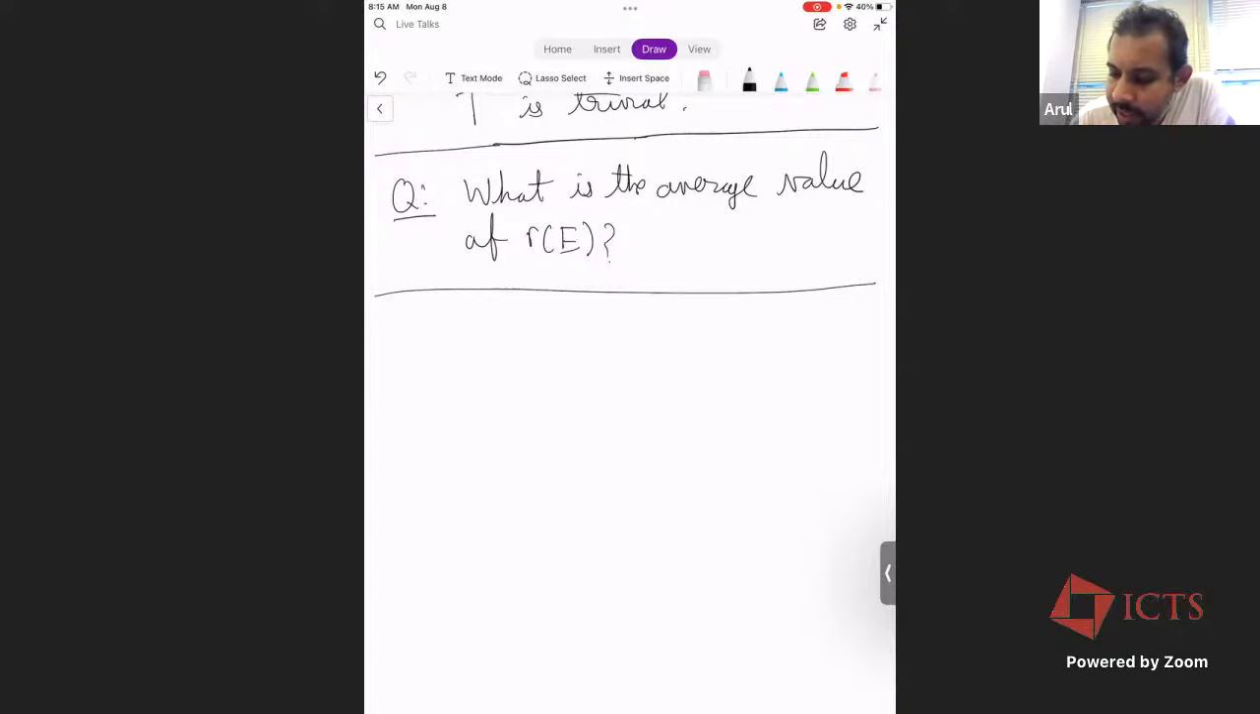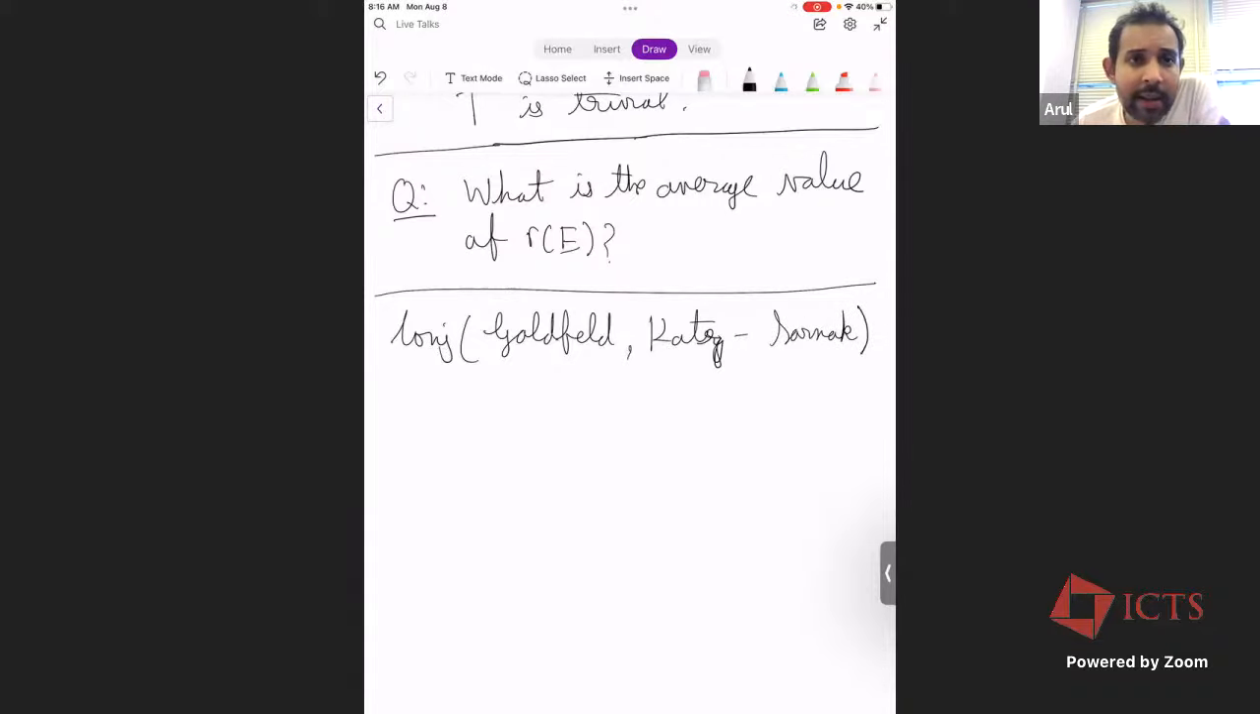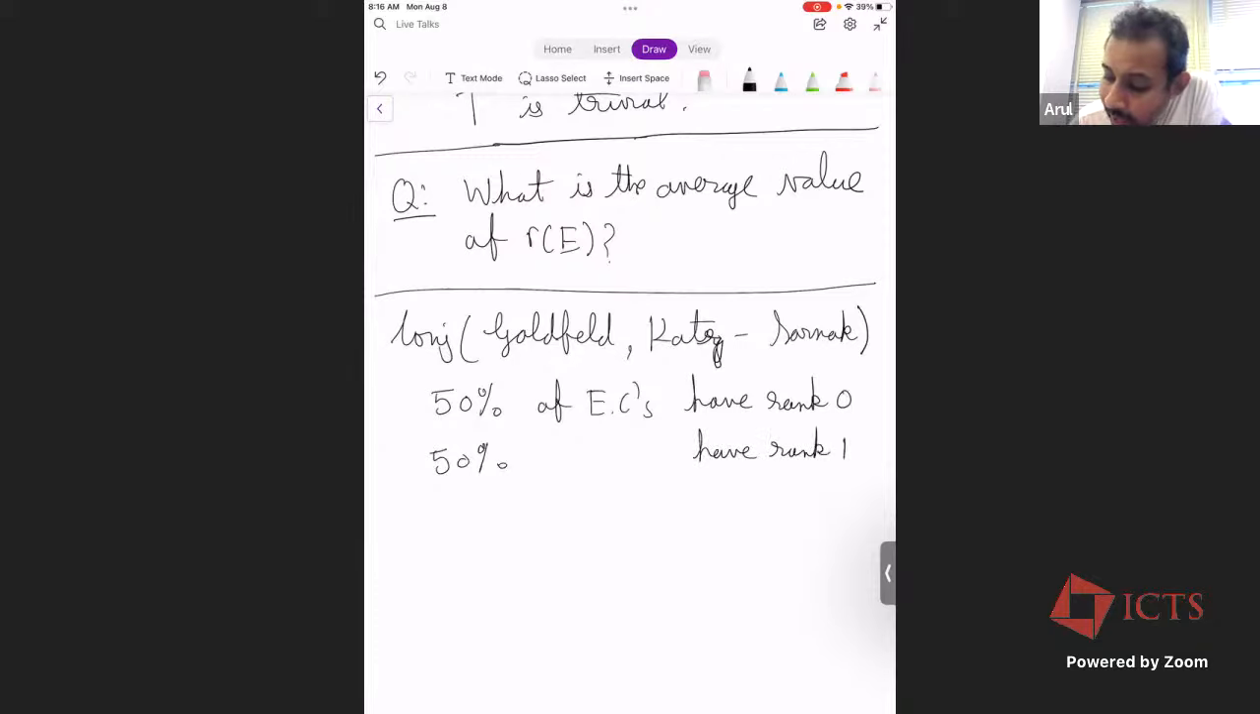It's a conjecture. Conjecturally, we know what to expect. This conjecture is due to Goldfeld and Katz-Sarnak, and it tells us how ranks are distributed amongst elliptic curves. What it says is that 50% of elliptic curves have rank 0, and 50% have rank 1.